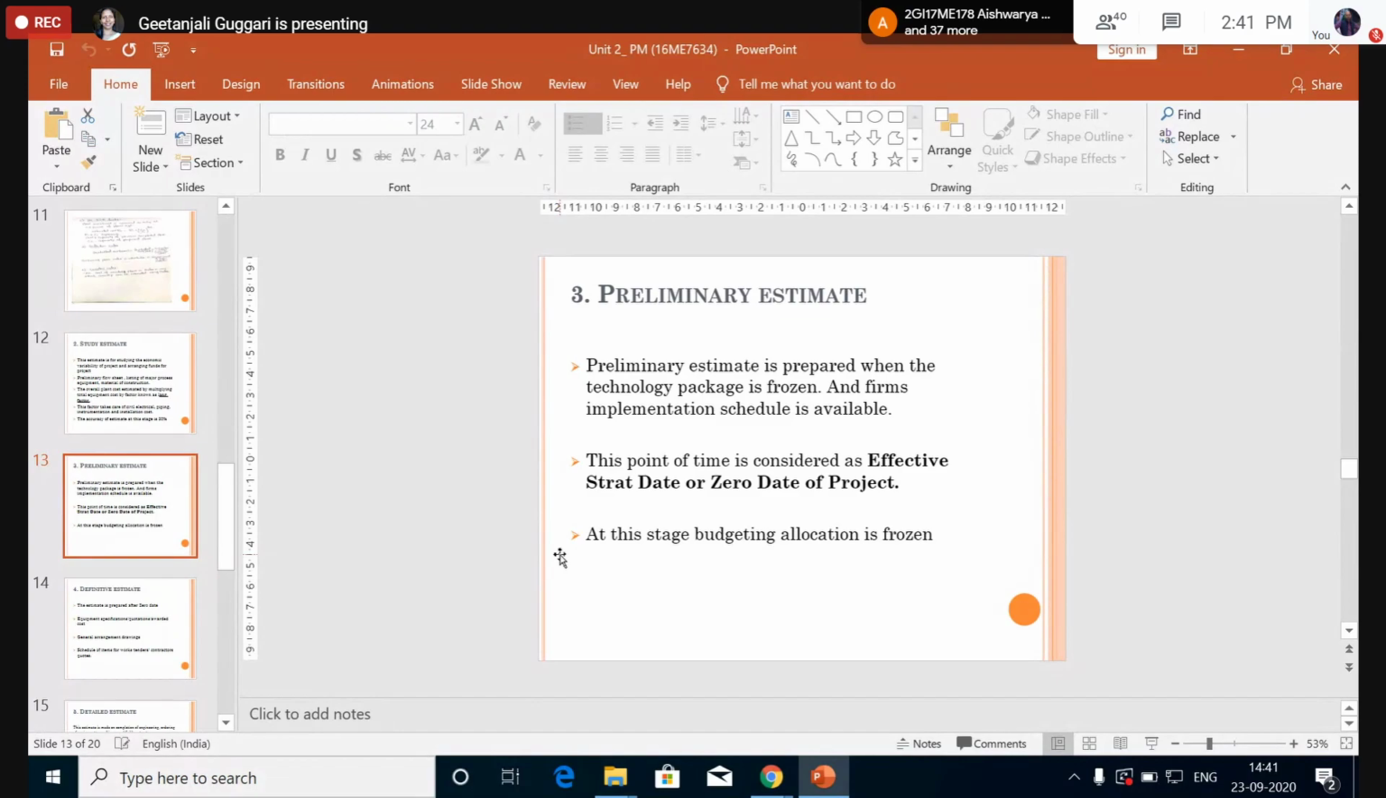At this stage only, the budgeting of the project also freezes. By this time, you should be able to give the accurate cost within plus or minus 20%. When technology freezes, you will be able to give the accurate cost estimation of your project. So the technology is also frozen at this stage, during the implementation phase, and the budgeting of the project is also frozen, with an accuracy level of plus or minus 20%.